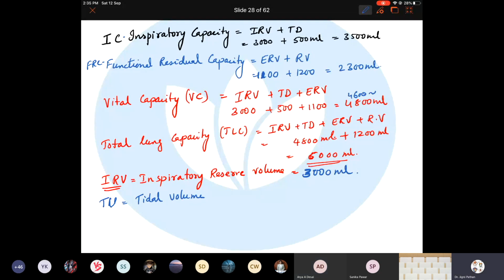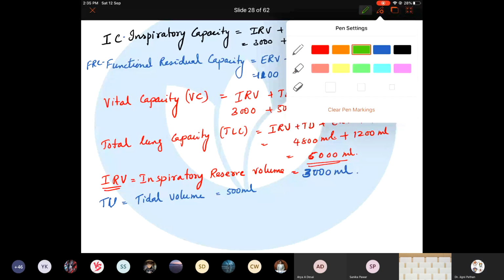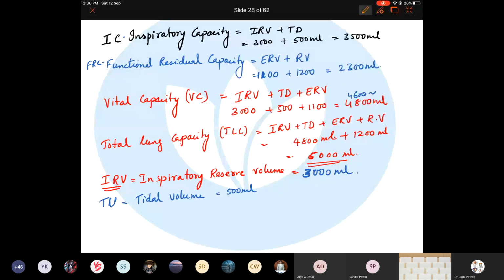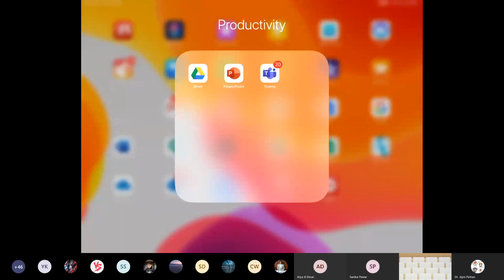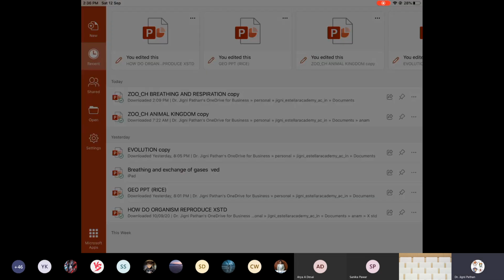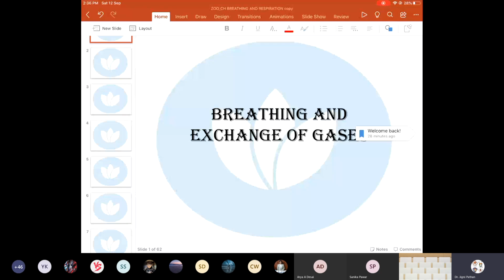Tidal volume is around 500 ml. Next, expiratory reserve volume. It's gone. Oh god, I have to write it again.